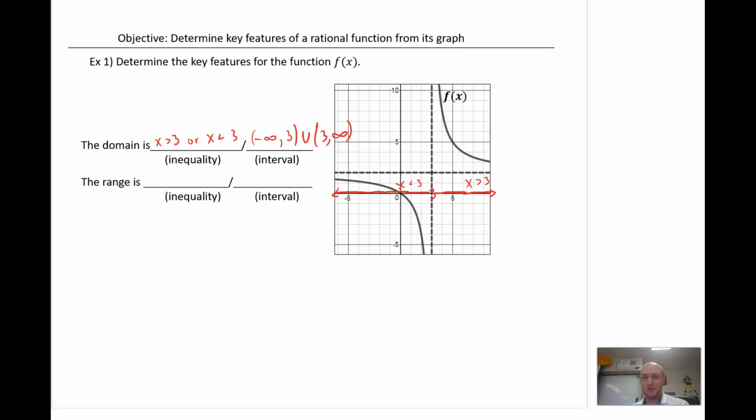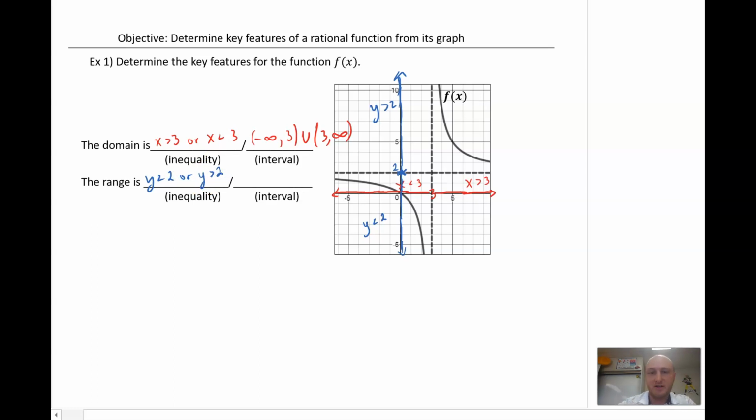Next, I'm going to go ahead and do range. Range are my y values. So I'm going to draw my y values. Oh, and then I'm interrupted here at this value, which is 2. Is it 2? 1, 2, it is 2. Okay, so I'm interrupted there. So all these values are y is less than 2. And I'm going to pick back up after 2. I'm going to go on forever. Y is greater than 2, all the way to heaven. So y is less than 2, or y is greater than 2.